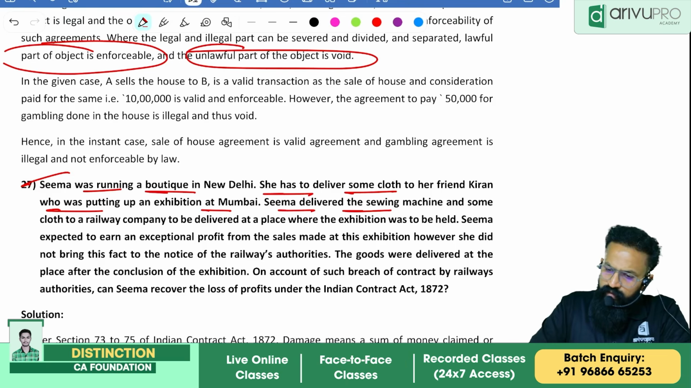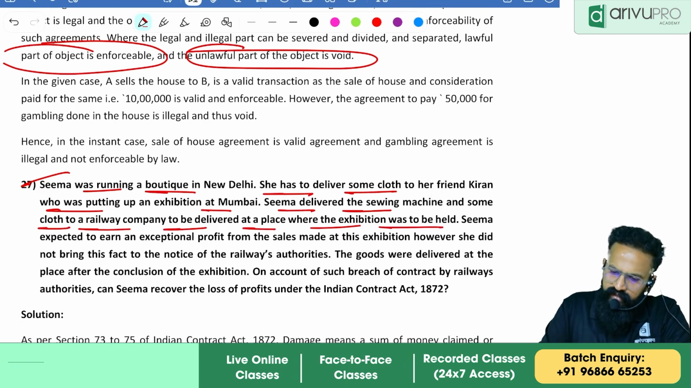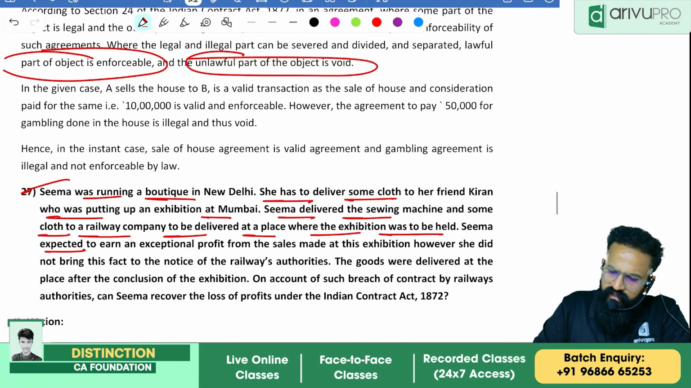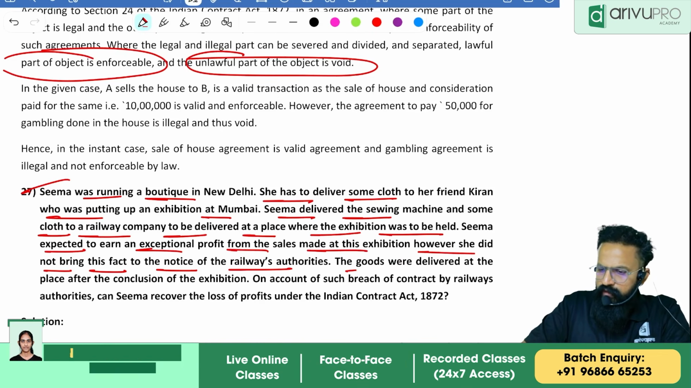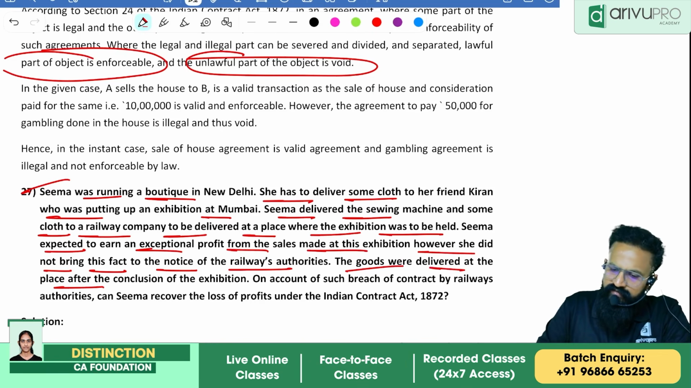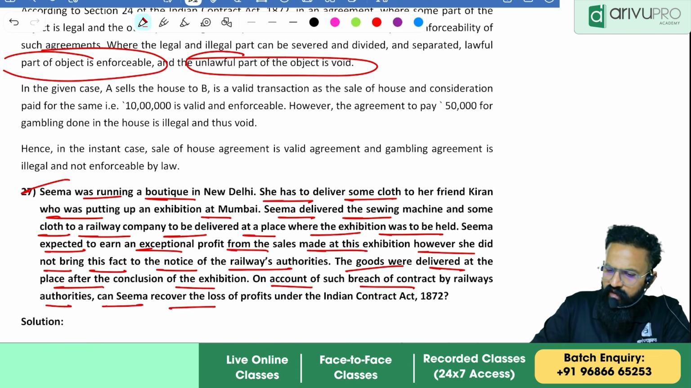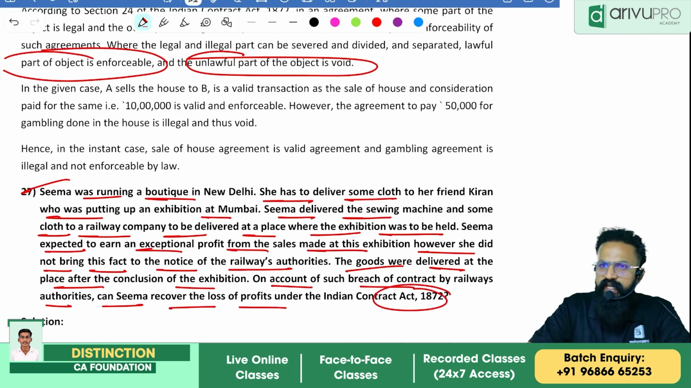Seema delivered the sewing machine and some clothes to a railway company to be delivered at a place where the exhibition was to be held. Seema expected to earn an exceptional profit from the sales made at this exhibition. However, she did not bring this fact to the notice of the railway authorities. The goods were delivered at the place after the conclusion of the exhibition. On account of such breach of contract by railway authorities, can Seema recover the loss of profit under Indian Contract Act 1872? Understood the question now?